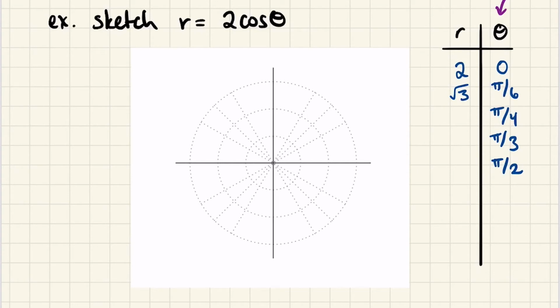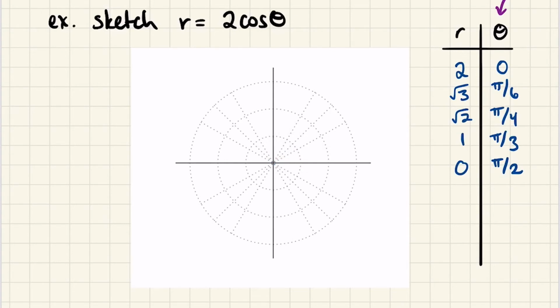Cosine of pi over 4 is rad 2 over 2. 2 of those is rad 2. And pi over 3, cosine of that is 1/2. 2 of those is 1. And cosine of pi over 2 is 0. 2 of those is 0. So these are 5 points. Let's go plot them. So the angle of 0, the angle of pi over 6, the angle of pi over 4, etc. We have evaluated r values for each of those. So it's going to tell us at each angle we're pointed at which r value to draw a dot at.